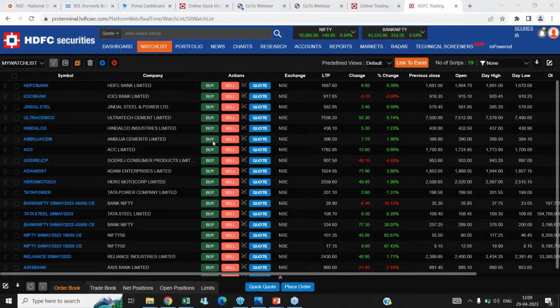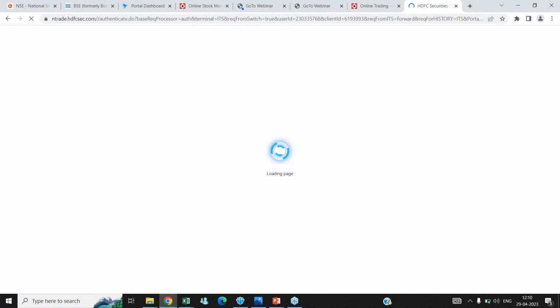Mr. Umesh Kaushal is asking, please explain trailing stop loss again. Can trailing stop loss be implemented in equity as well? Yes, trailing stop loss can be implemented in equity as well, and it is also there in derivatives. Let us understand the trailing stop loss order. I'll explain it again. The trailing stop loss order is only there in N-Trade and M-Powered.